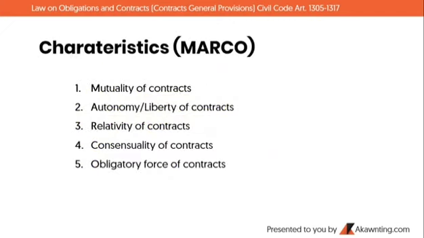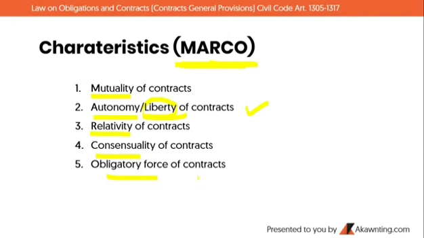So, last, we have the different characteristics of a contract. So, ayan, gumawa tayo ng parang mnemonics. Okay, so, Marcos, we have mutuality, autonomy, or liberty. We also call this the freedom to stipulate, yung number 2. Number 3, we have the relativity of contracts, consensuality, and the obligatory force. Okay, so, explain natin yan isa-isa.